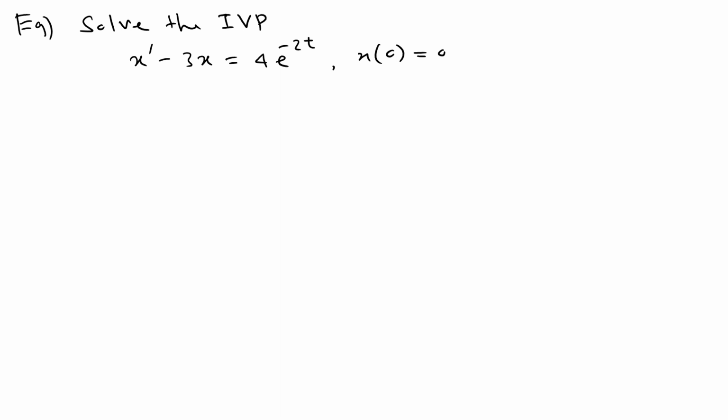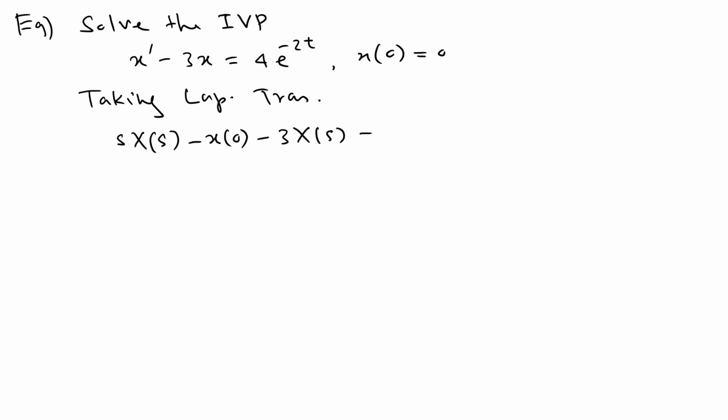So what we do is we take the Laplace transform. Taking the Laplace transform, we have sX minus small x(0) minus 3X(s) equals... So we have to take the Laplace transform of that function, the exponential function. And if you recall, what is that? The Laplace transform of e to the negative at is simply 1 over s plus a. So we can use that now. That means this is simply going to be 4, switch the sign, so it is s plus 2.